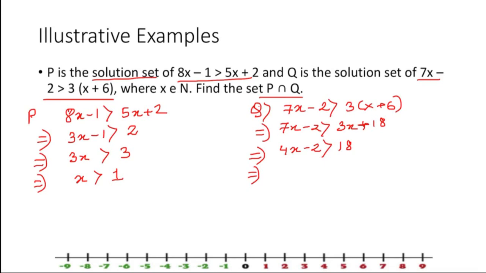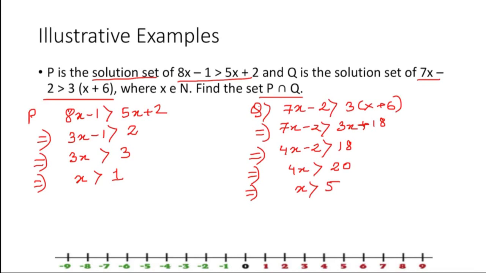Now the next objective is to move all the constant terms to the other side of the inequation. In order to do that, we add positive 2 on both sides. So 4x, and negative 2 and positive 2 is 0, is greater than 18, and positive 2 makes it 20. The last step is to divide both sides of the inequation by the coefficient of x, and here the coefficient of x is 4, so we divide both sides by 4. So 4x over 4 is x, and 20 over 4 is 5, so x greater than 5.